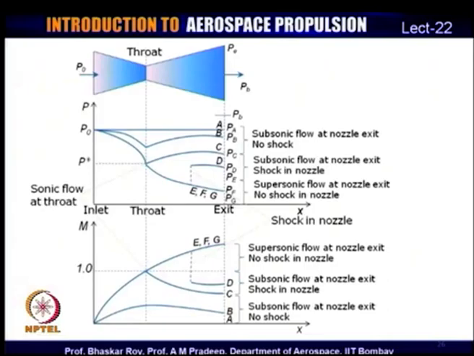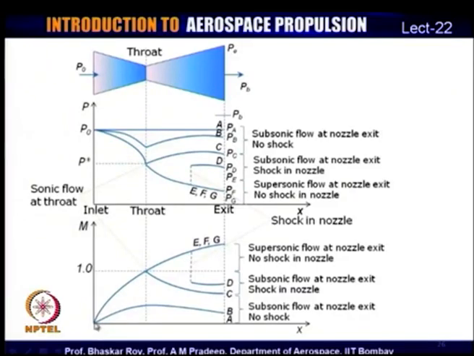So, we have now achieved a supersonic flow all the way up to the exit of the nozzle, and this was possible only because the back pressure was adjusted to values which were lower than what we have seen here, lower than pressure at D, that is P d and P e, and for pressures lower than that we get a supersonic flow continuously all the way up to the exit of the nozzle.